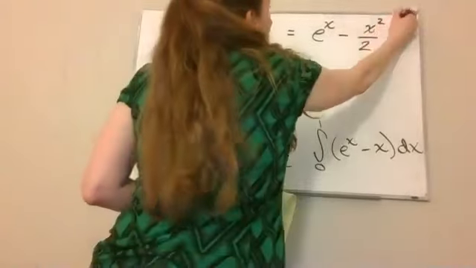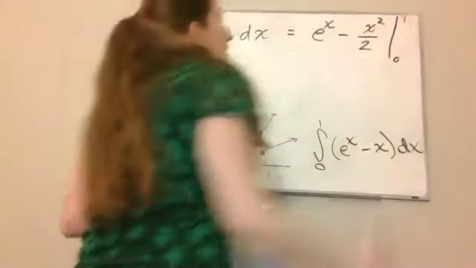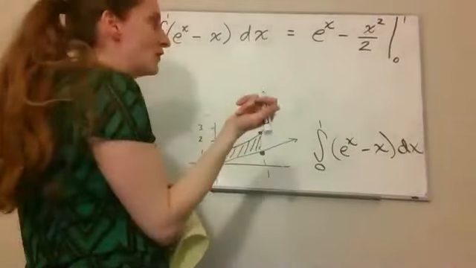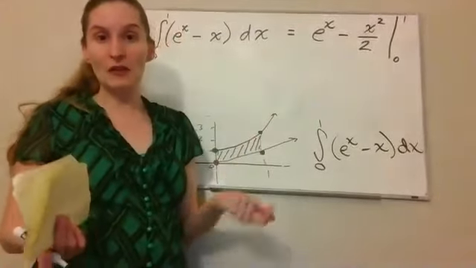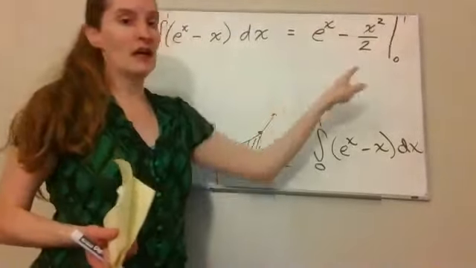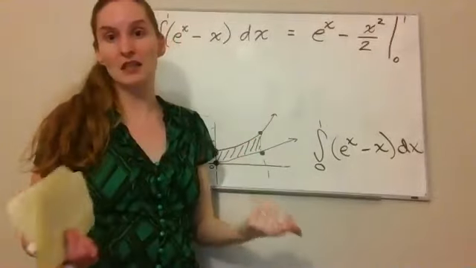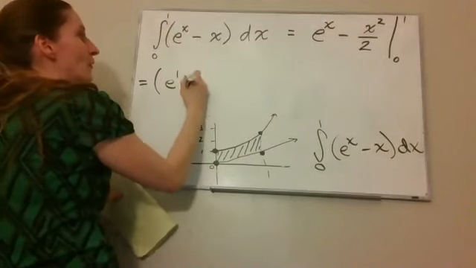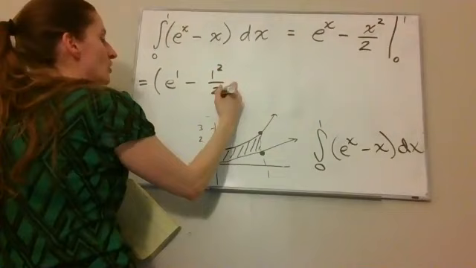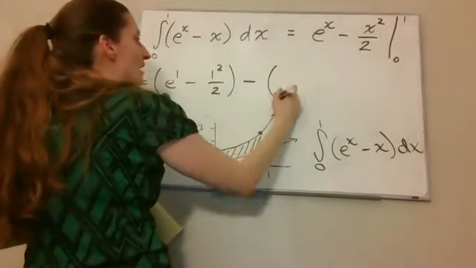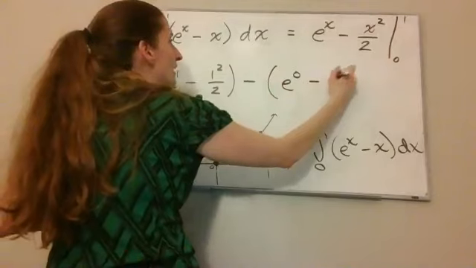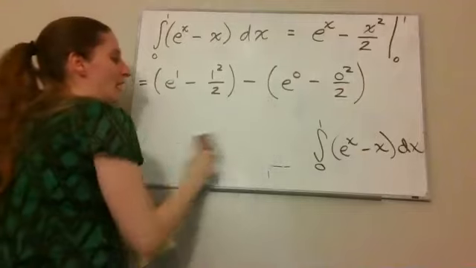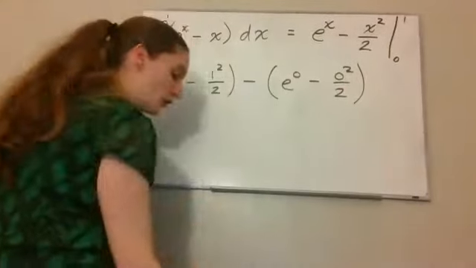And now I need to draw my vertical line and my notation saying, hey, you need to plug in those numbers still. And then remember, with your definite integrals, our fundamental theorem of calculus says we plug in the top number first, then plug in the bottom number, and we subtract in between. So when I plug in the top number, I get e to the first power minus 1 squared over 2. And when I plug in the bottom number, I get e to the 0 minus 0 squared over 2. And I just have to simplify this, and that gives me the area in between my two curves.